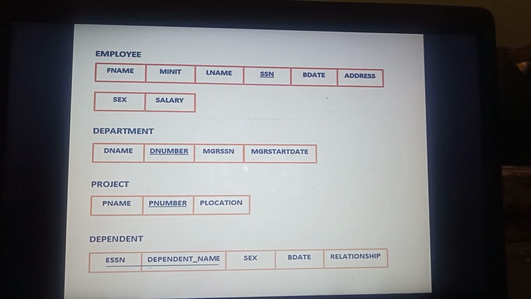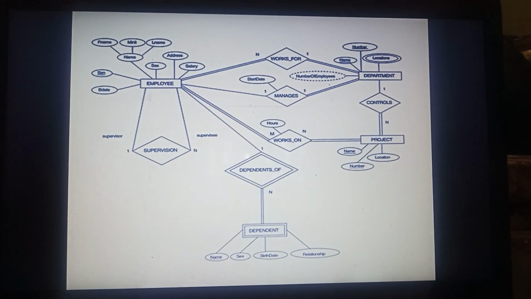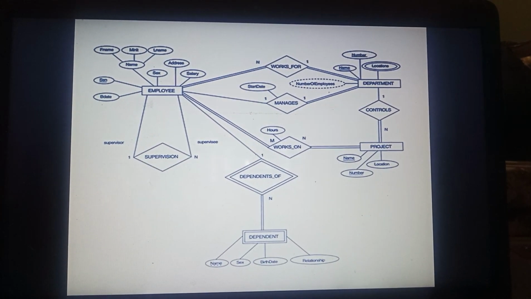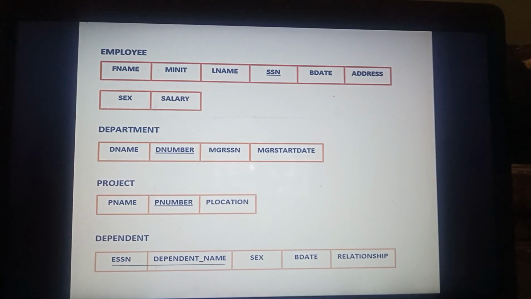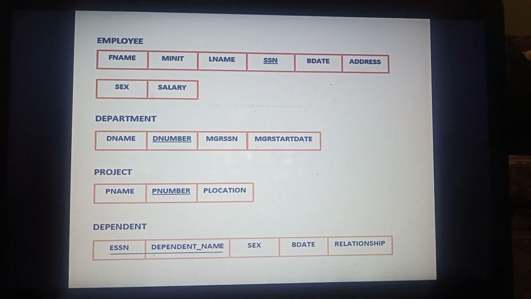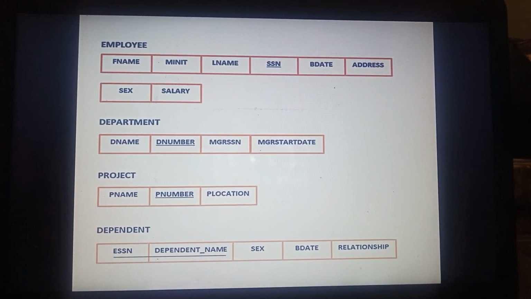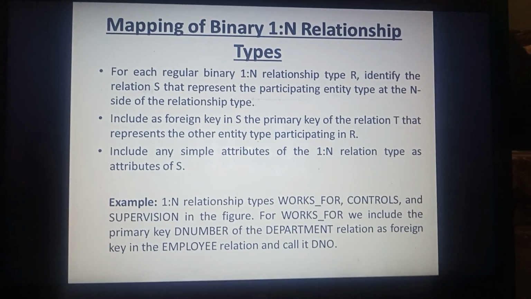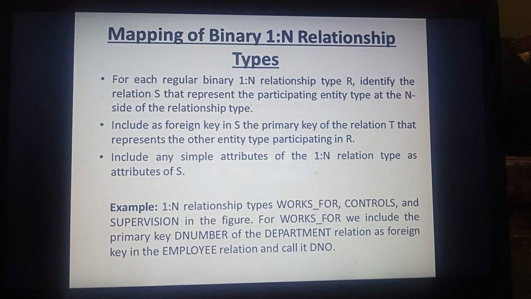One more attribute we have added in the department table, that is, as you can see on the managers relationship, there is an attribute start date. So MGR start date also we have included in the department table. So in this step we have added two attributes in the department table, that is MGR SSN and MGR start date. Now the next step is mapping of binary one-to-many relationship types.